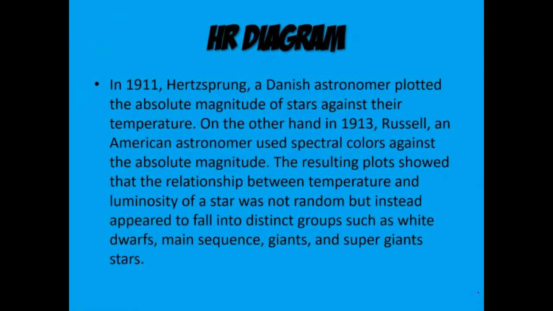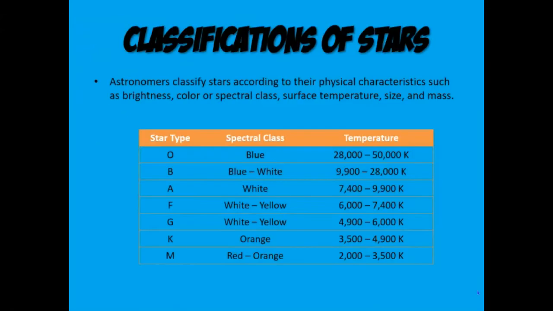The resulting plots showed that the relationship between temperature and luminosity of a star was not random, but instead appeared to fall into distinct groups such as white dwarfs, main sequence, giants, and supergiant stars, no? So, nandito tayo sa ating HR diagram at according to its classification ng star, so ayan yung kanilang star type and then yung kanilang spectral class, no? As well as yung kanilang temperature. Mas mainit po yung sa O at mas cooler naman po yung star type na M, no?